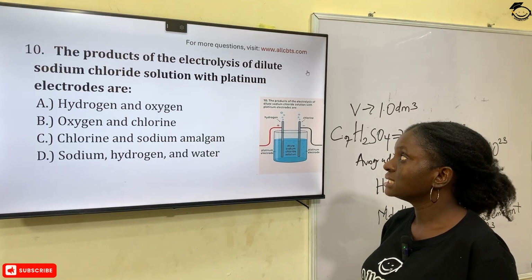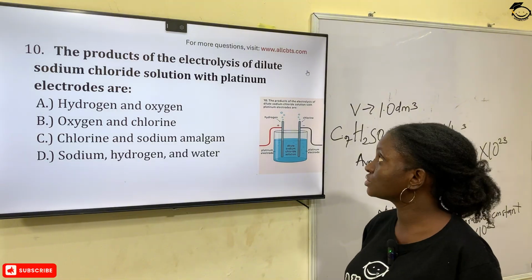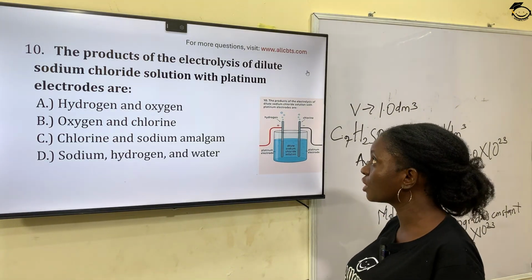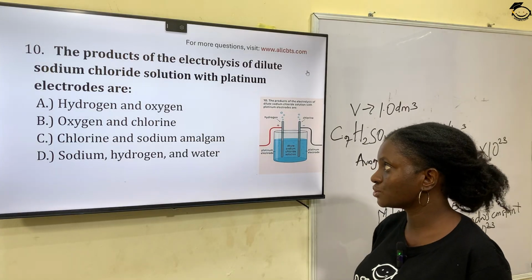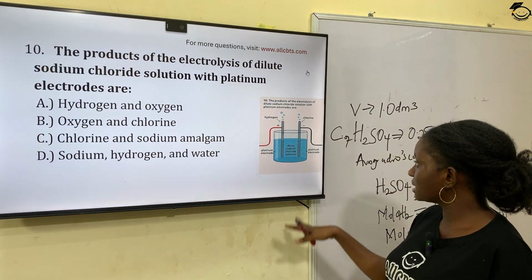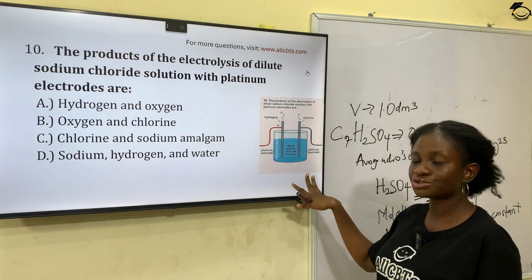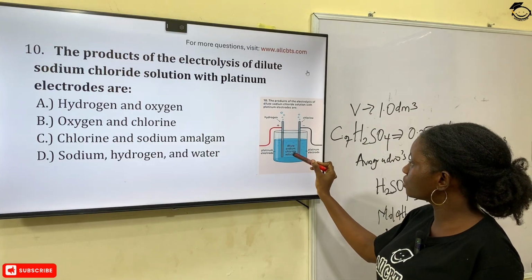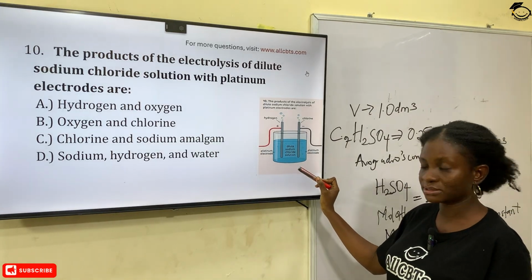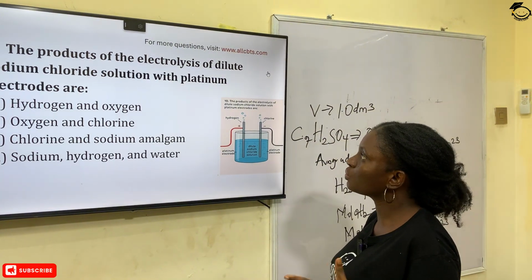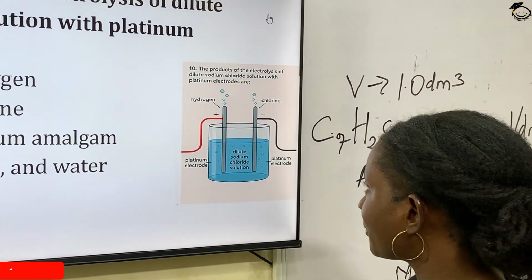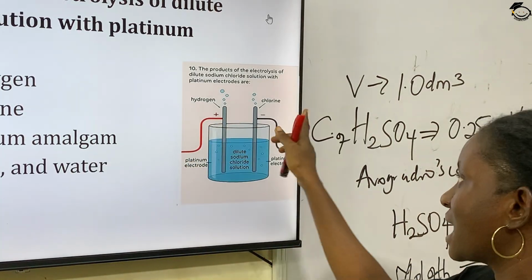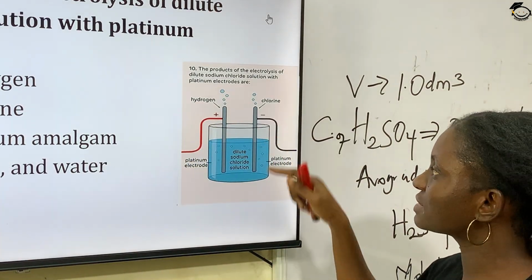Question 10. The products of the electrolysis of dilute sodium chloride solution with platinum electrodes are, we can see from the pictorial illustration here, this dilute sodium chloride solution, that's brine. So what products are we expecting? We have hydrogen at the positive side and chlorine at the negative side.